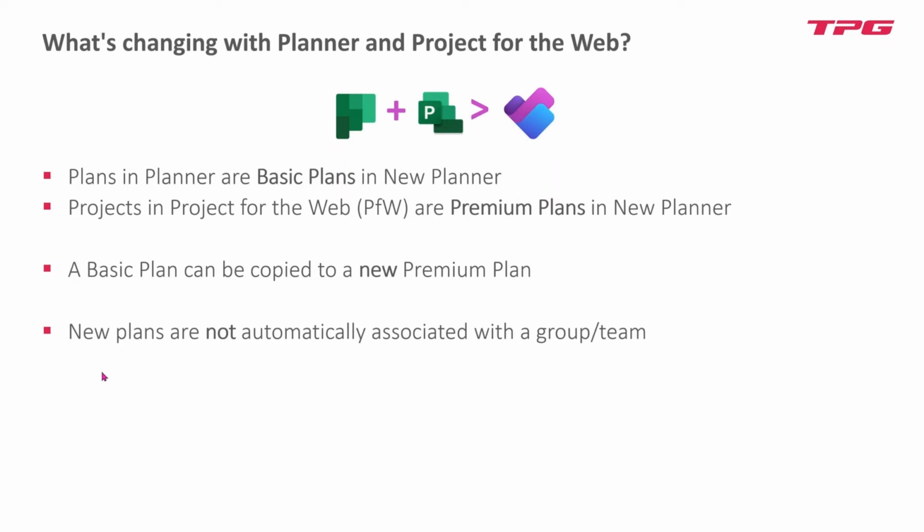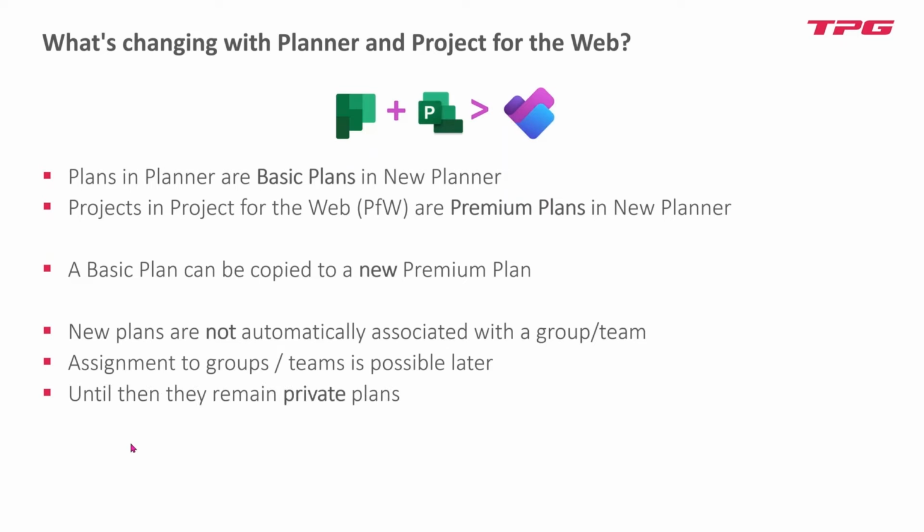And what's also new is that plans do not have to be assigned to a team. You can have your private plans, which can be good if no one else should see your plan before it's ready. You can assign these plans to groups later on, so it's not an issue. It's just for you to know that you can now have plans which are not automatically assigned to a group, which was done in the past. So until you do it, they stay private, so only you can see them. So this is one thing.